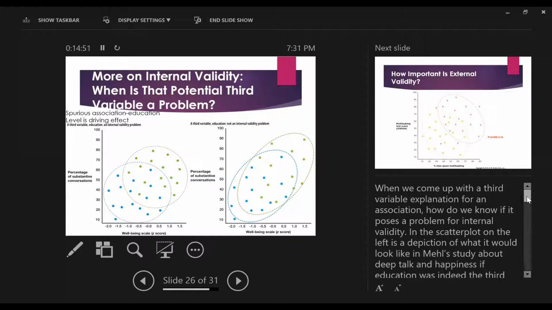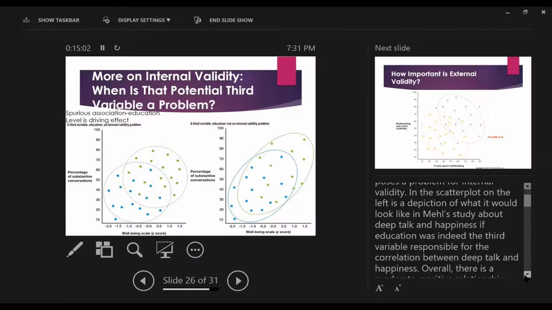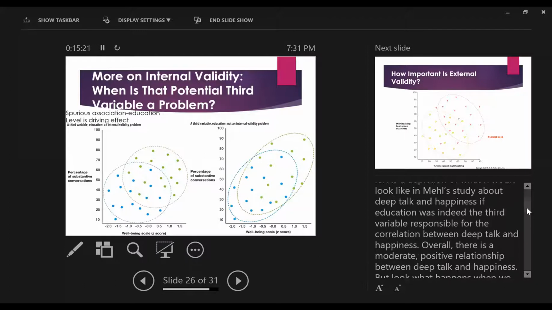How do we know if a third variable is posing a problem for internal validity? Just like I was describing earlier. So on the left, we see what it would look like if deep talk and happiness, okay, let me read that actually, because now I'm making no sense. The study is about deep talk and happiness. If education was a third variable responsible for the correlation between the two, education is added as a third variable.